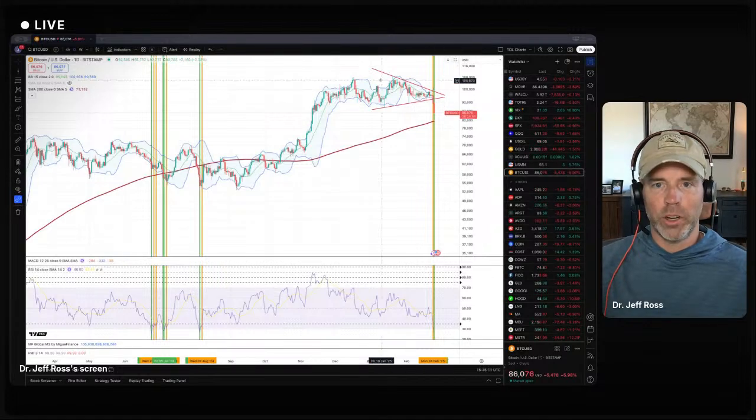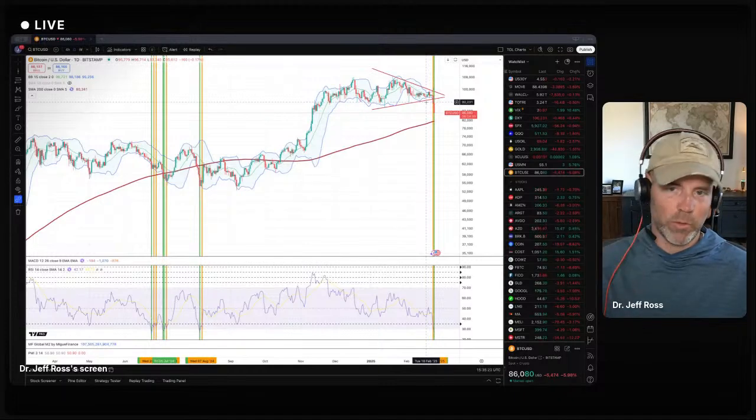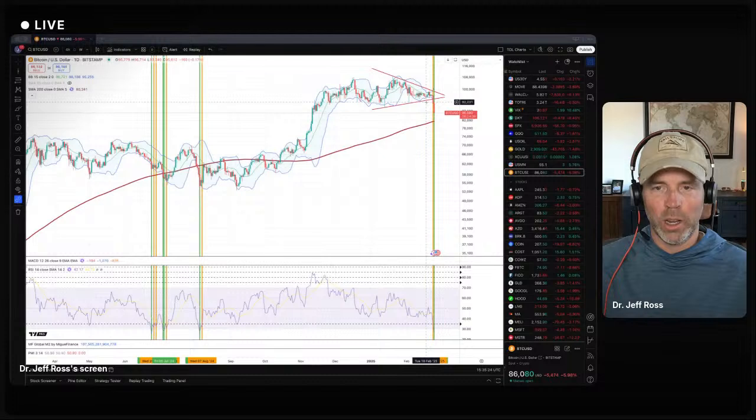But okay, so here's the pennant, right? We were right about here, I believe. I think it was February 18th, where I said it looks like this pennant is forming. It looks like a pretty solid one. Volatility is contracting. This is usually what we see.